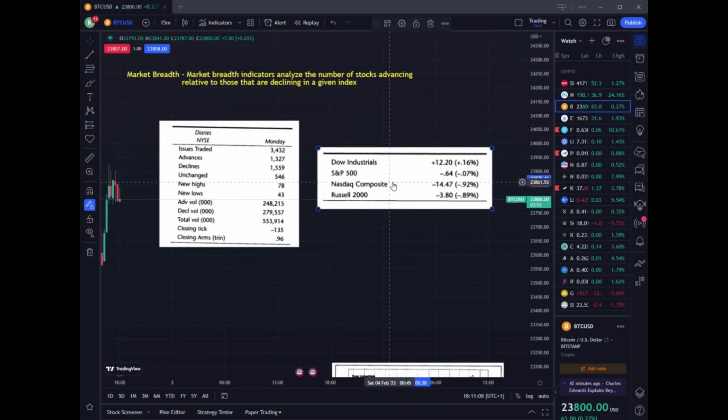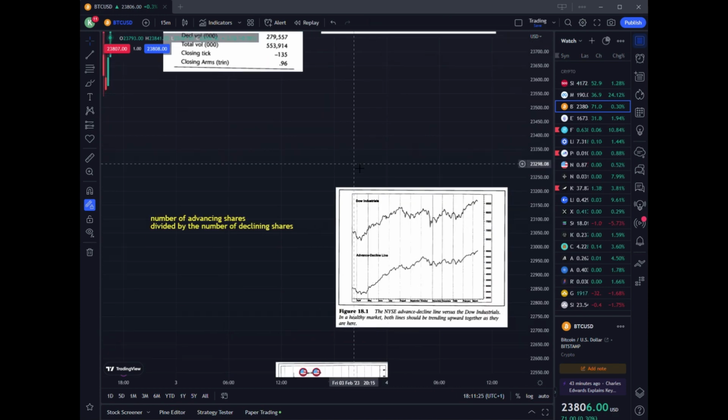And here again is the Dow Industrials, S&P 500, Nasdaq, and the Russell. It's good to take an average of this and really get the whole American stocks and all that stuff together, so you get a really good view of what is actually happening, right?